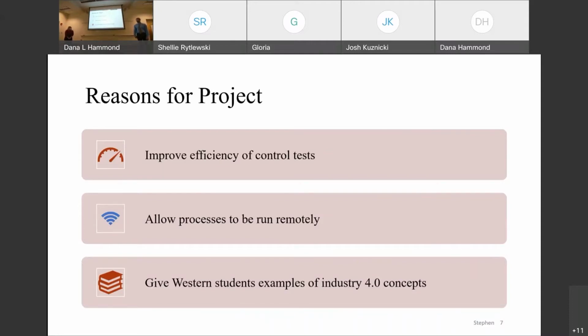Lastly, and most importantly, this will give Western students hands-on examples of Industry 4.0 concepts and not just theories they hear about in class. This would take the form of students learning how to utilize the software in data collection and the steps to assemble a data acquisition system to a manufacturing process. This will give students industry experience and the ability to make the critical decisions in deciding on how a company operates.